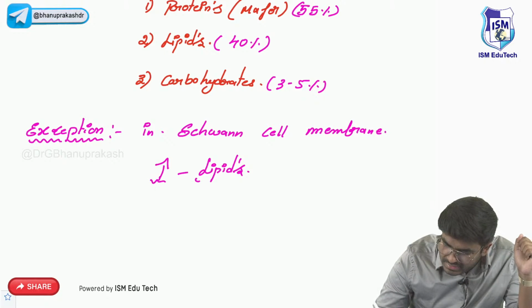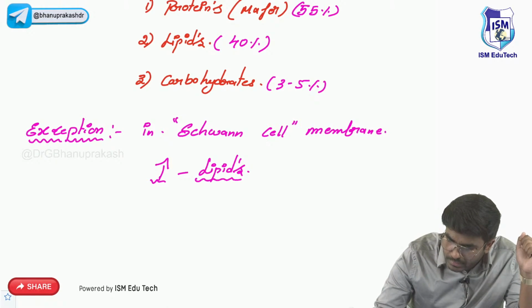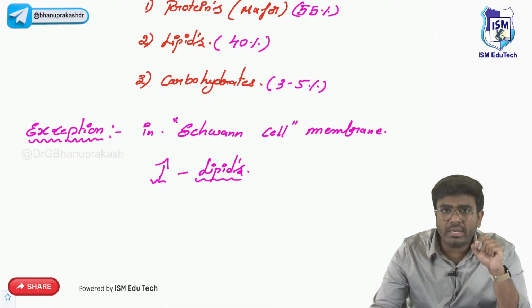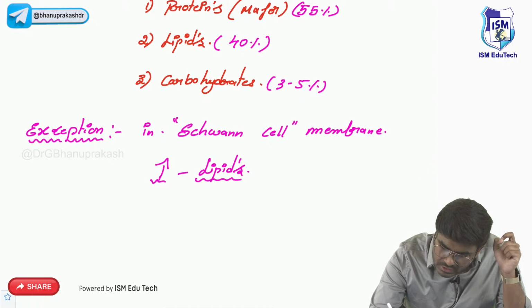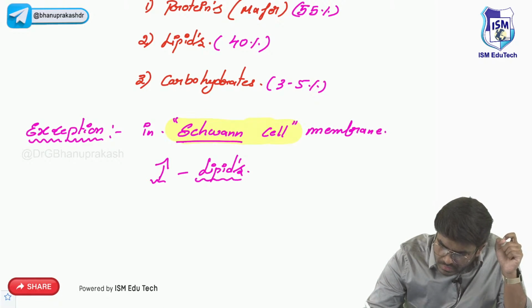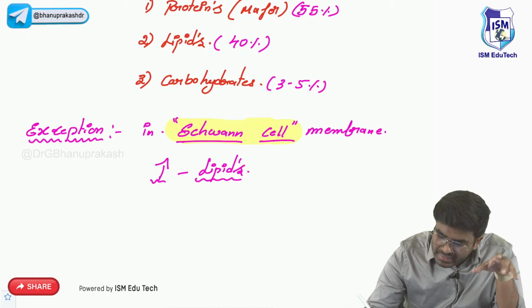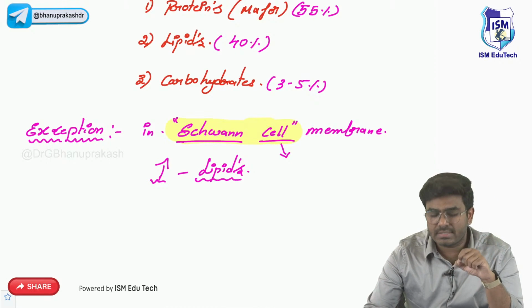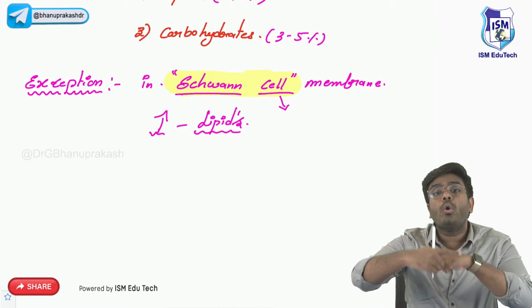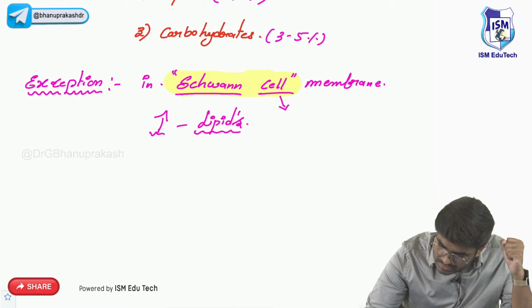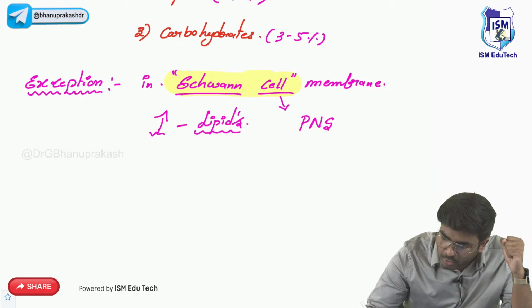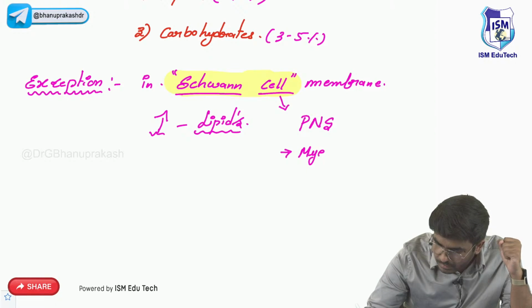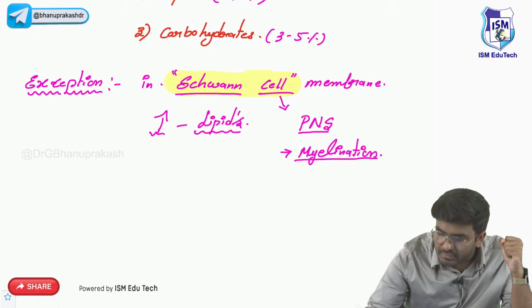Now there is a cell called a Schwann cell. My question for you, if you are really good: what exactly is this Schwann cell? Can you tell me, guys? Before going to discuss the protein part or the lipid part, what exactly is this Schwann cell? Where does it exist? Schwann cell surrounds the peripheral nervous system. It causes myelination in the peripheral nervous system.